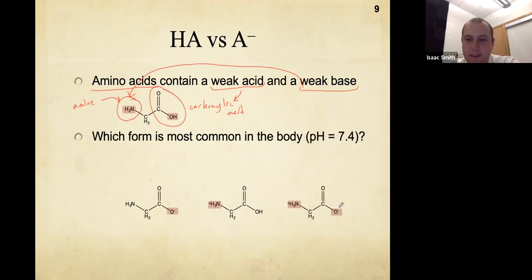If this carboxylic acid gave up a proton and the amine accepted a proton, then it would look like this, right? So there are three different forms that this could be in. Our body has a pH of about 7.4, and so we want to be able to make predictions as to what state this molecule is in, depending on the pH. Because whether something is protonated or not has everything to do with how acidic the environment is that it's in, okay?